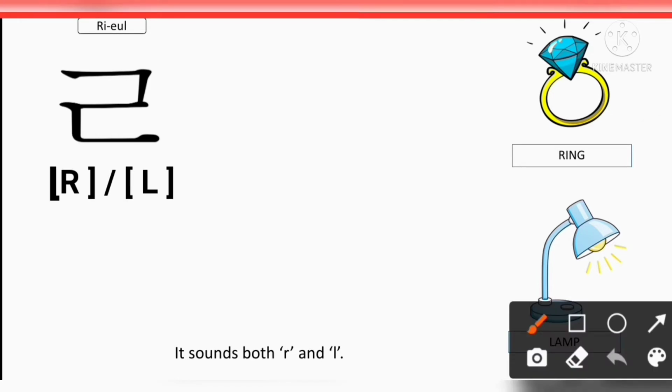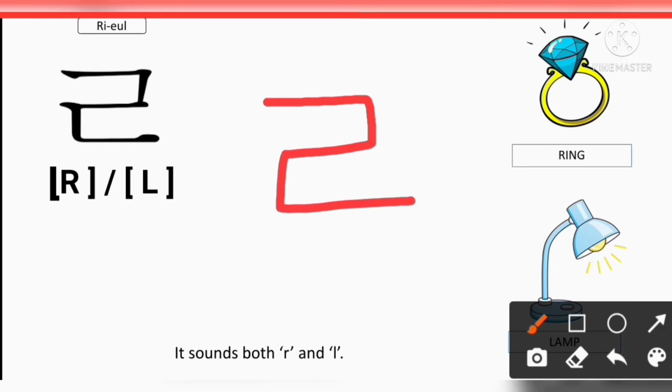This is Rieul, which sounds as R and L. Okay, so it is easy. 1 line, 2 line, 3 line, 4 line, 5 line. So it consists of 5 lines, and this is R or L.